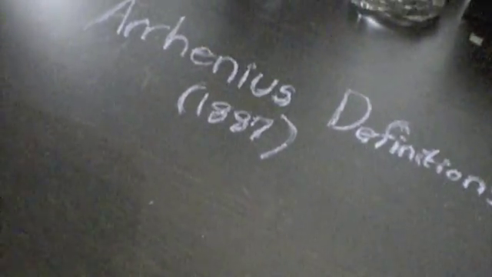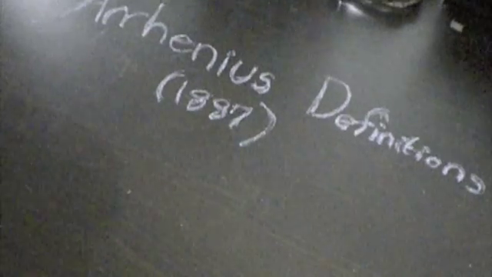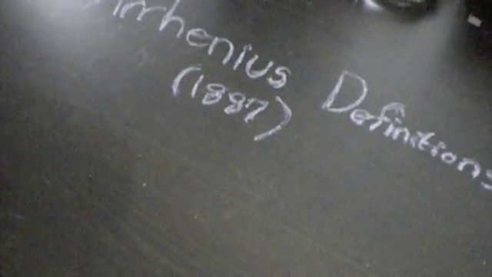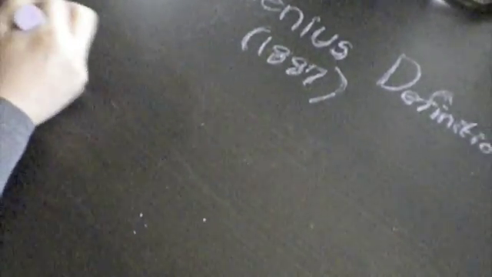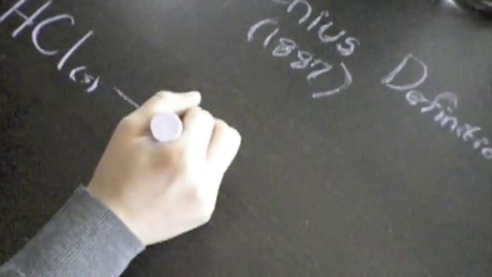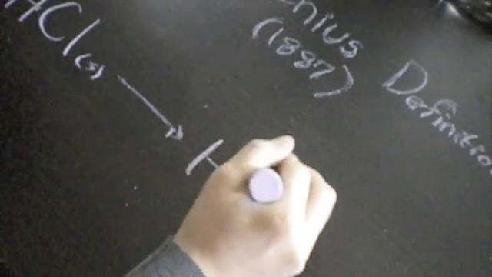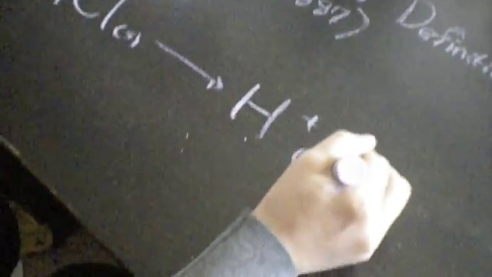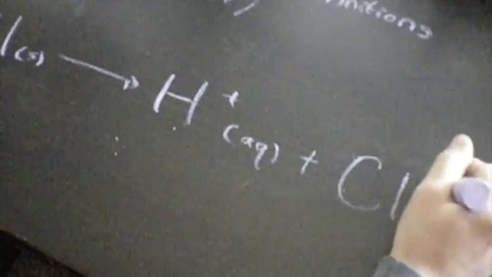Arrhenius' definition of a strong acid is that in water it completely ionizes and dissociates and dissolves to make high H positive aqueous. An example of this would be HCl solid becomes H positive aqueous plus Cl negative aqueous.